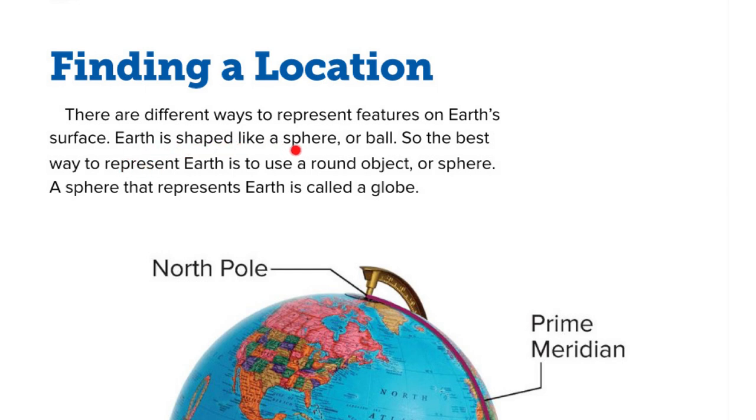The Earth is shaped like a sphere or a ball. So the best way to represent the Earth is to use a round object or sphere. A sphere that represents the Earth is called a globe.